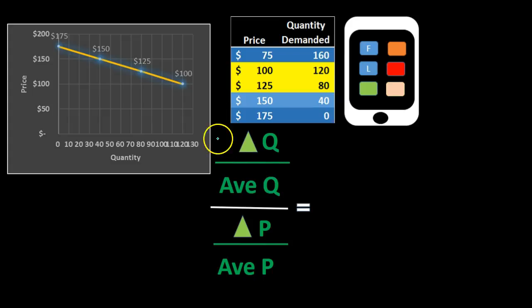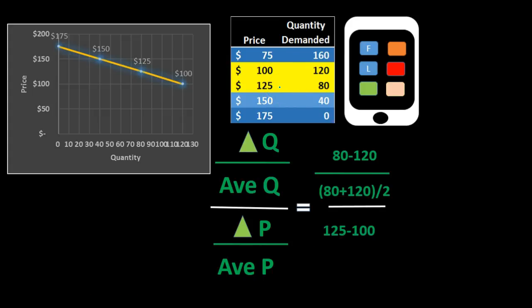If we took a different set of numbers, something that looks more elastic, in this case a more horizontal demand curve, let's plug these numbers into the same formula. The change in quantity this time is 80 minus 120, divided by the average, 80 plus 120 divided by 2 in terms of quantity. We divide that entire thing by the change in price, 125 minus 100, divided by the average price, 125 plus 100 divided by 2. I'm not going to go through the full calculation, but if we did the same type of calculation, we would get to 1.87.